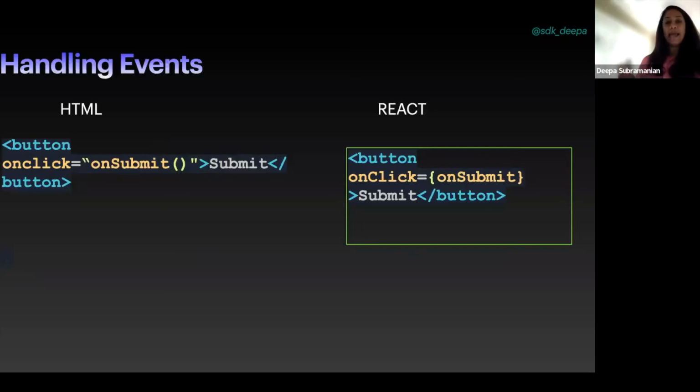So how do we handle events in React? Events use camel case, right? If you see this onClick button in React, we use camel case rather than lowercase as in HTML. And you pass the event handler here like this in JSX, but in HTML, you pass it as a string.